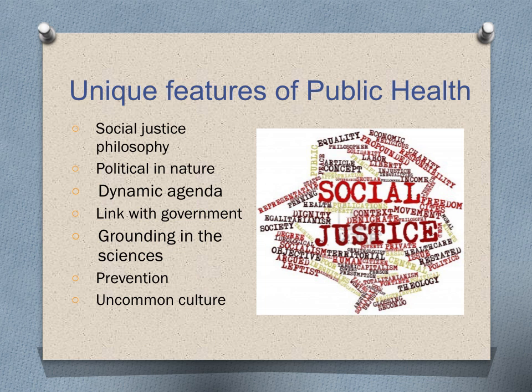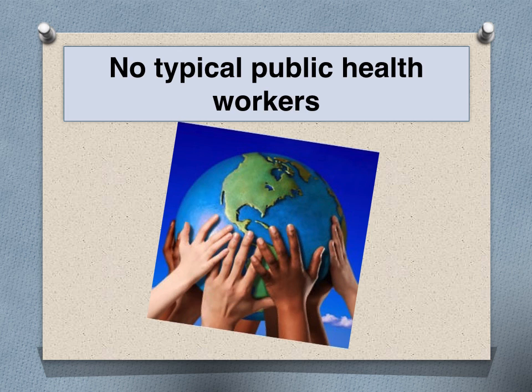Public health is grounded in the sciences. There are 5 sciences that provide the base of support: epidemiology, biostatistics, environmental management, and behavioral sciences. Prevention comes up again. While prevention efforts are effective, they're often unseen and then often overlooked by government and the public. And then there's an uncommon culture. Public health is provided by many professions. So then there are no typical public health professionals.